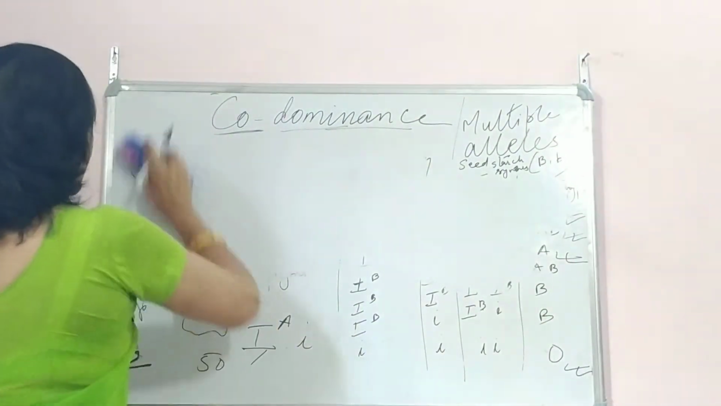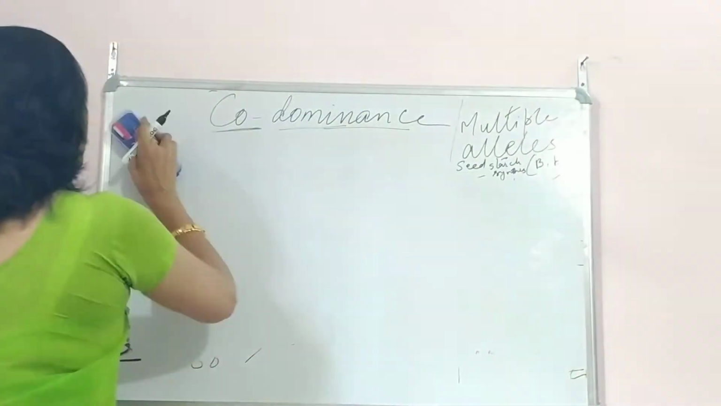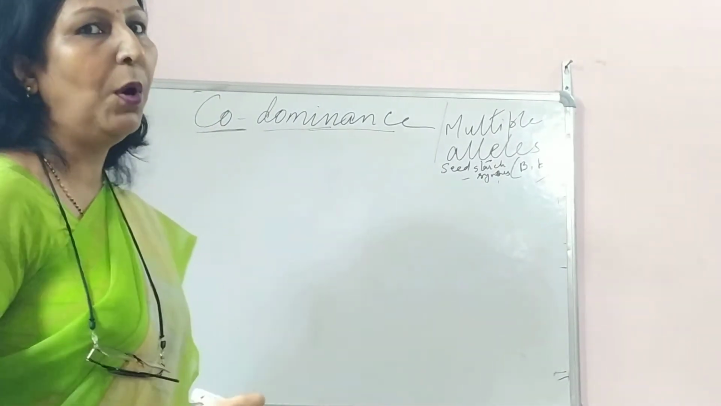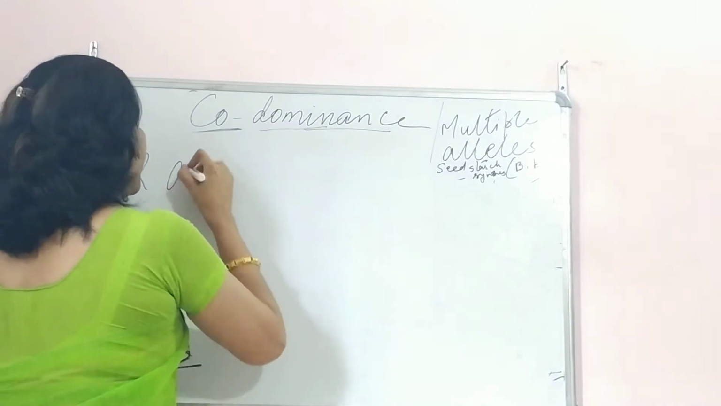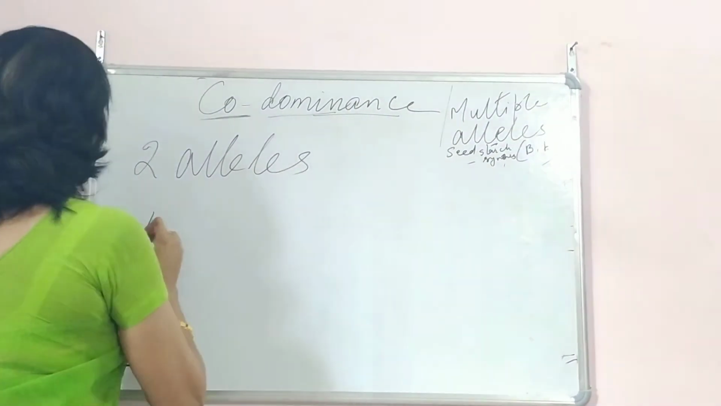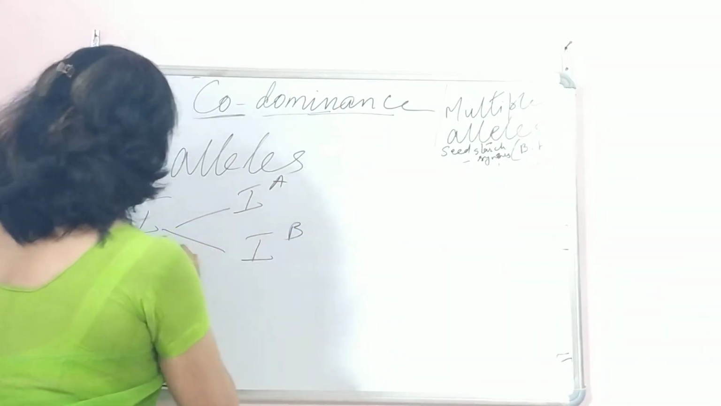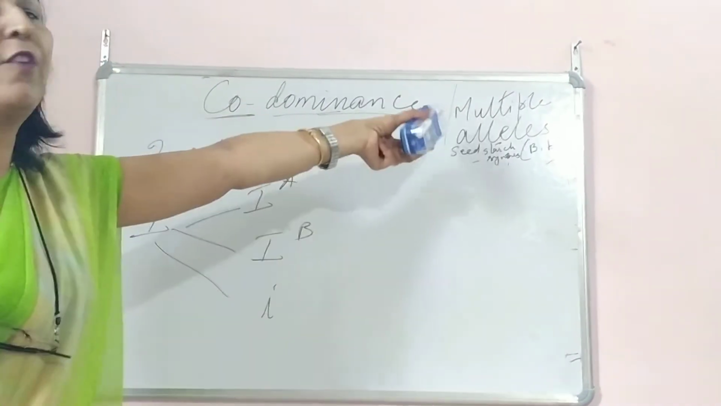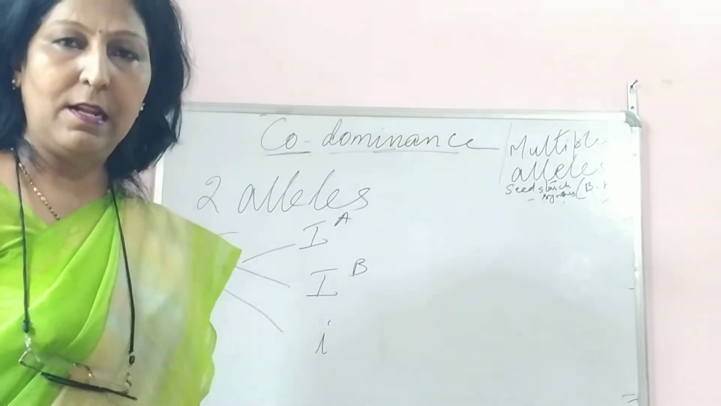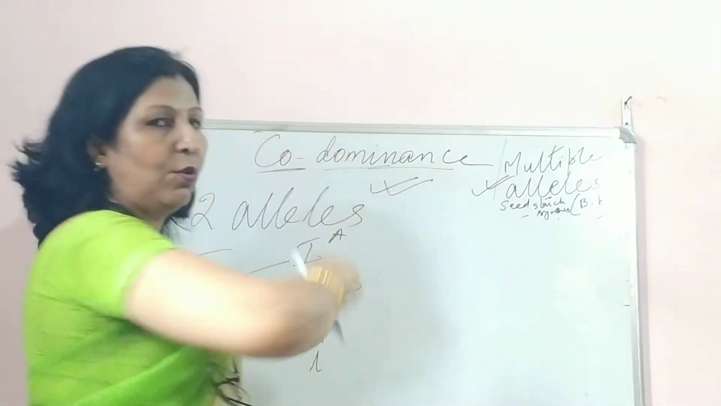The next topic along with it is multiple alleles. Now, normally for all the factors we have studied till now, only 2 alleles are there. So here for the I gene, it was IA, it was IB, and it was small i. So 3 genes are there. So finally, it is also an example of multiple allelism or multiple alleles. So when the question comes for codominance or multiple allelism, you can write the same thing.